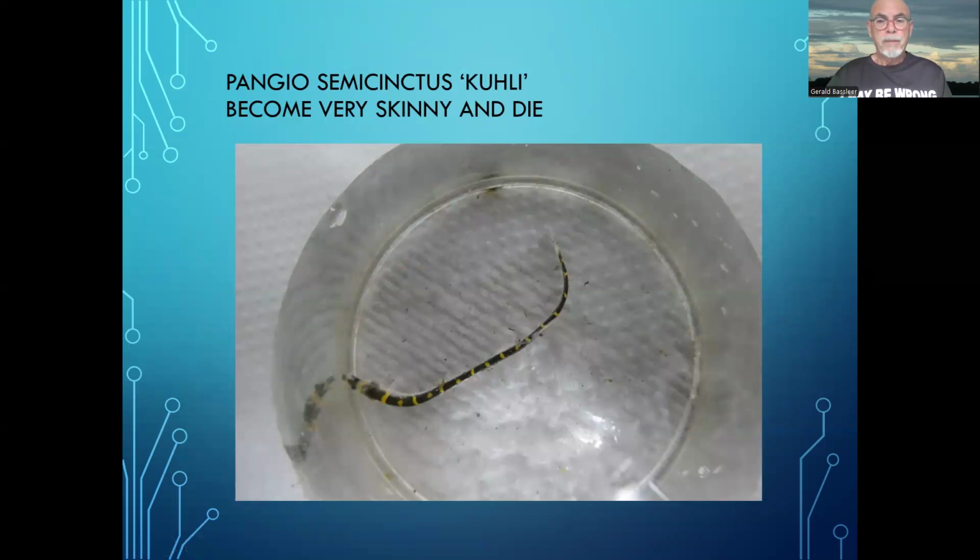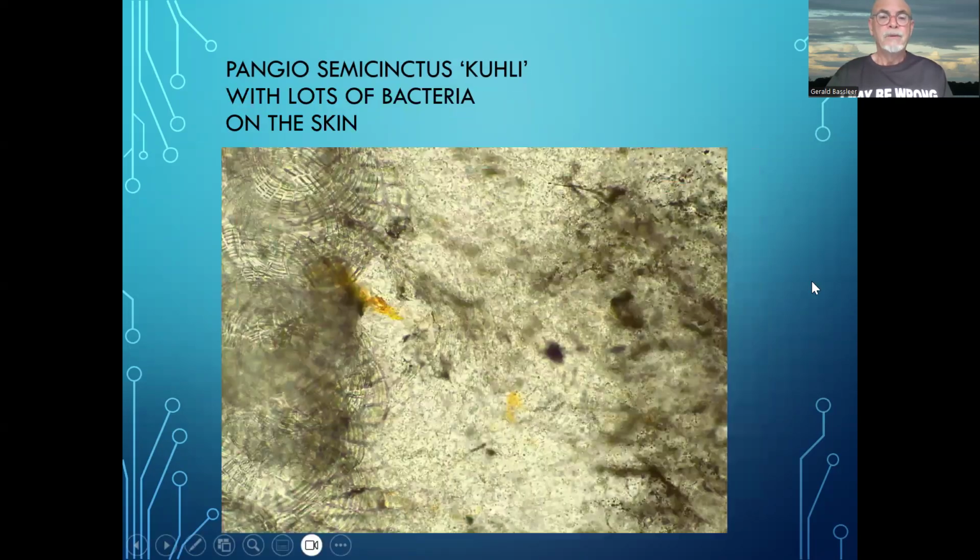We had a Pangio Kuhli presented to us that became very skinny and they died. We checked the skin and we found a lot of bacteria covering the black parts here, big amounts, colonies of bacteria that are affecting the fish on the skin.